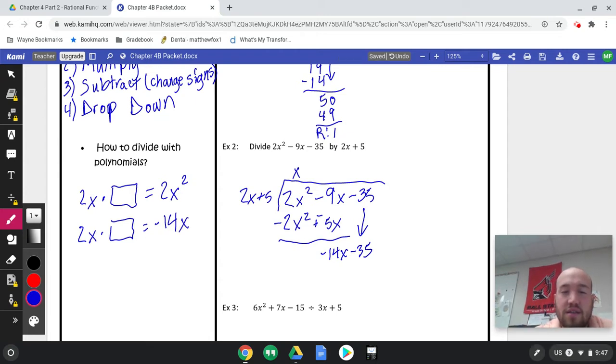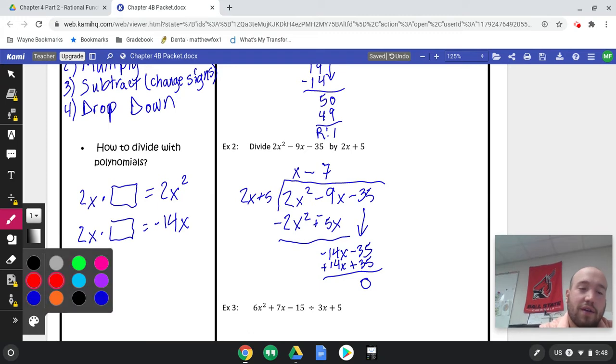And we need it to be negative, so we know it's going to be negative because we have a positive 2x. It's going to be negative 7. So negative 7 times 2x gives us negative 14x. Negative 7 times 5 is negative 35. Remember, we subtract, so we take the opposite of both of these, which is good. That cancels out to 0, and we have no remainder, and right here, that is our answer.